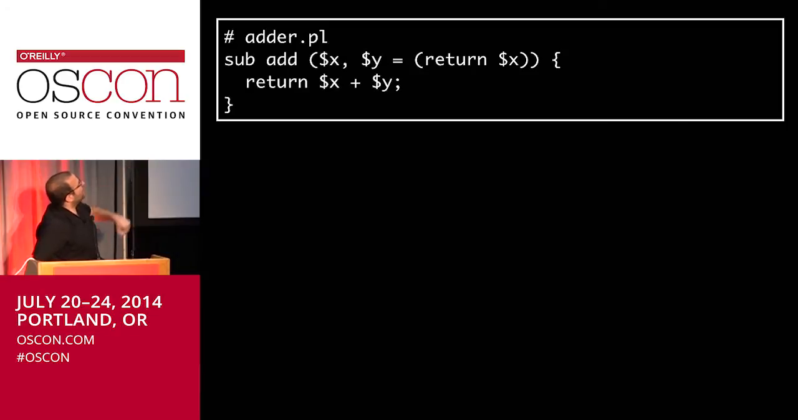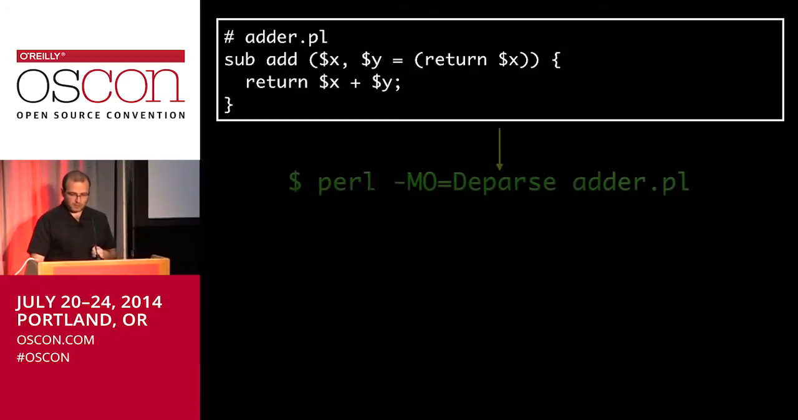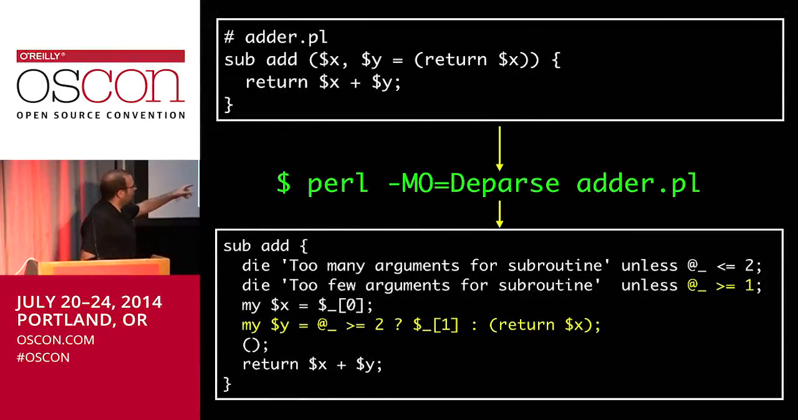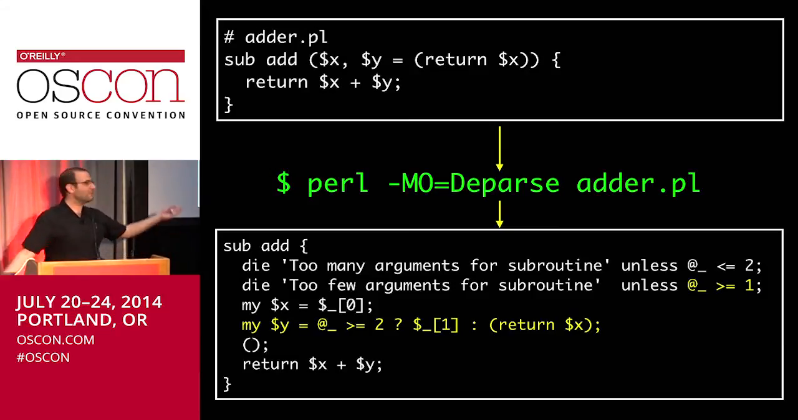When we write something like this, our crazy return x immediately, if we deparse that, we get something like this. It's just totally standard Perl that you can read and understand. What's the value of y? Well, if you have 2 arguments, then it's the second one. If you don't, evaluate return x. This is actually really simple.